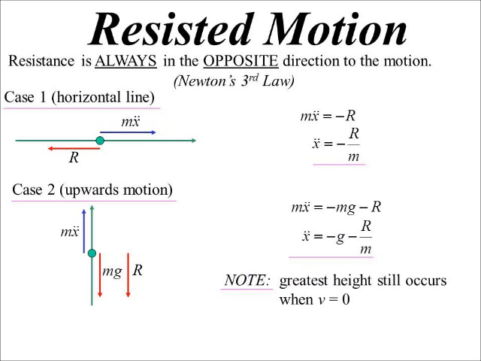Notice, just because we've added resistance doesn't change what happens. The greatest height is still going to happen when velocity equals zero. Before I come back down, I'm still going to stop. That doesn't change.